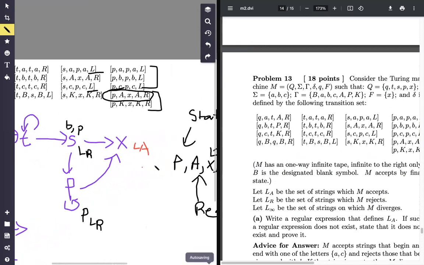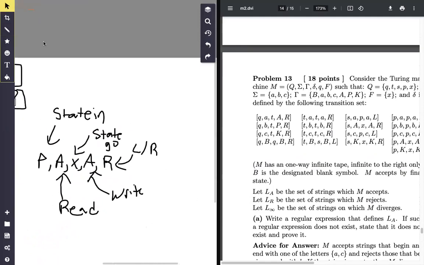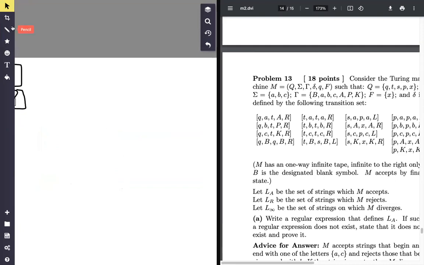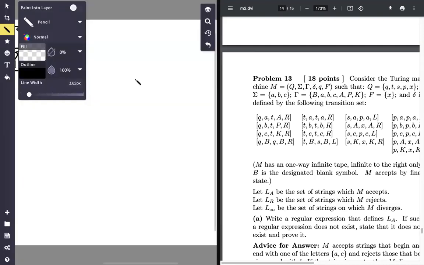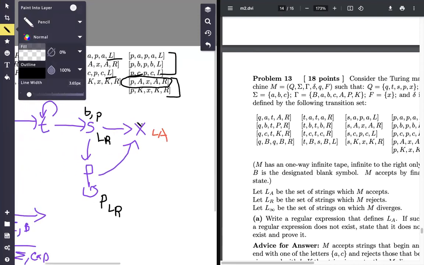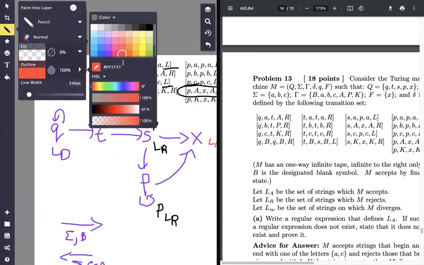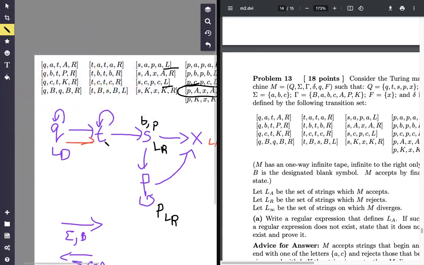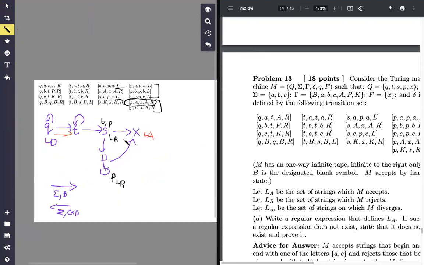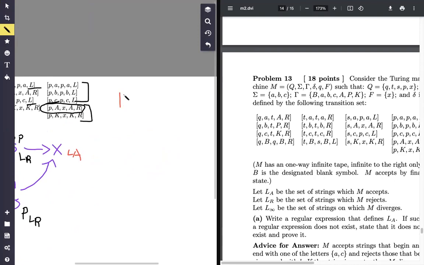Okay, and so now let's do this. Let's do the straight path without going to P. So we're going to go Q to T, T to S, S to X. So how do we go from Q to T?